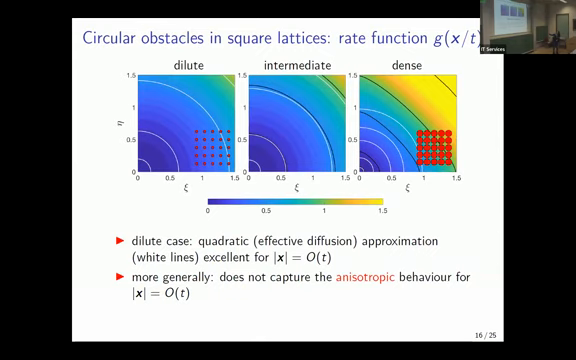Anyhow, in this case, when you have obstacles nearly touching, the rate function is very different to the quadratic approximation that effective diffusivity gives. So it breaks down, if you like, at these distances when X is equal to order T. So Xi is equal to order 1, which is this domain here, where the agreement is not great. It basically corresponds to X equal to order T, which is the large deviation regime.